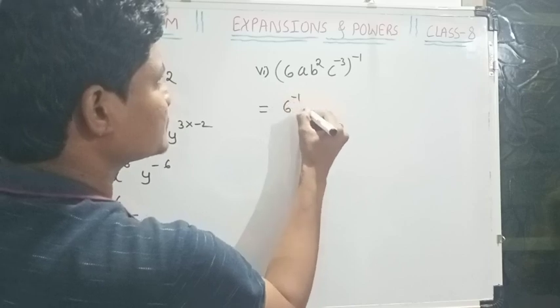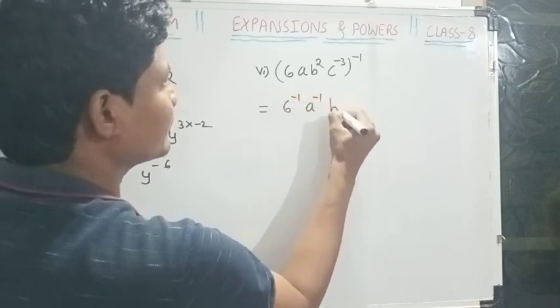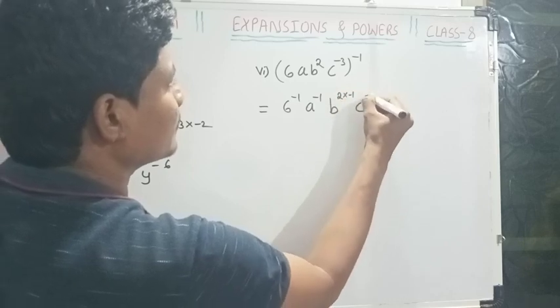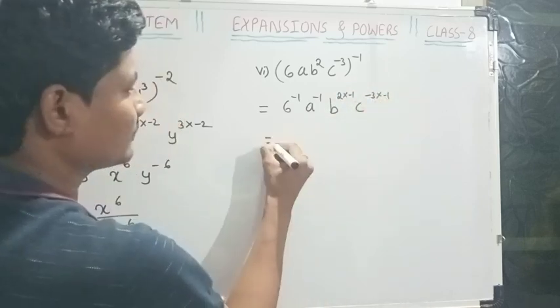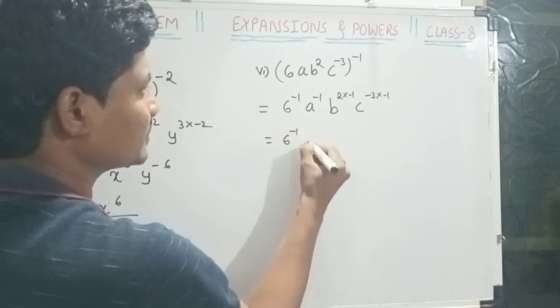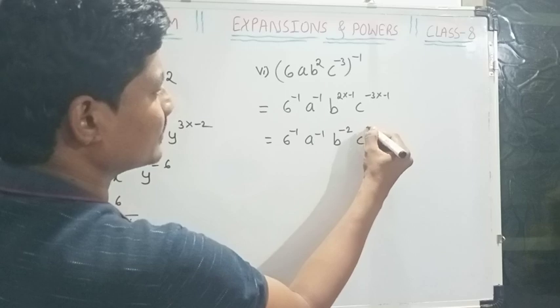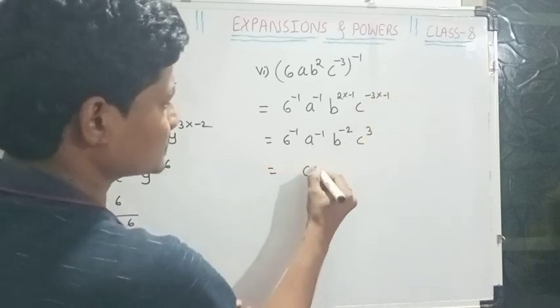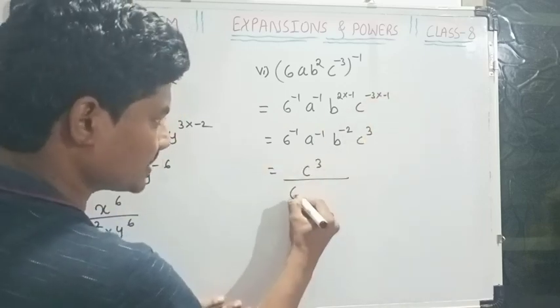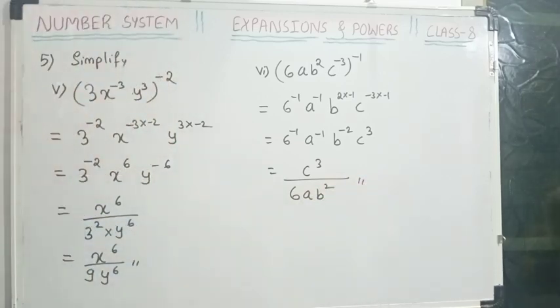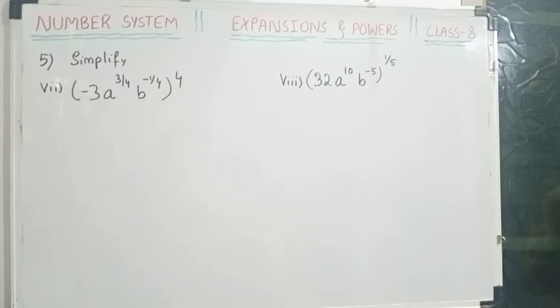(6 a b square c to the power minus 3) raised to the power minus 1. 6 to the power minus 1, a to the power minus 1, b to the power 2 into minus 1, c to the power minus 3 into minus 1. So 6 to the power minus 1 into a to the power minus 1, b to the power minus 2 into c to the power plus 3. I'll place c cube in the numerator and bring everything else down. So c cube divided by 6ab square is the answer for this question.